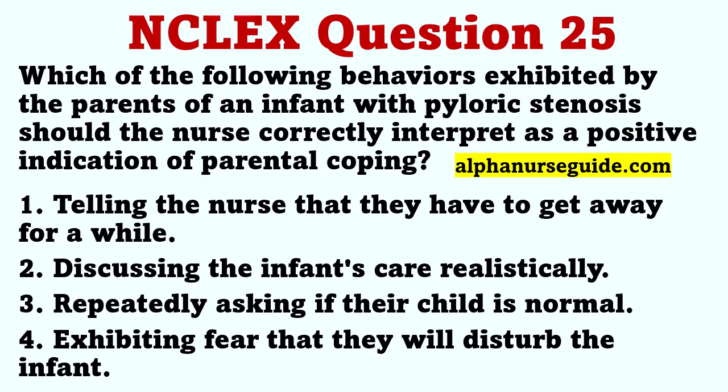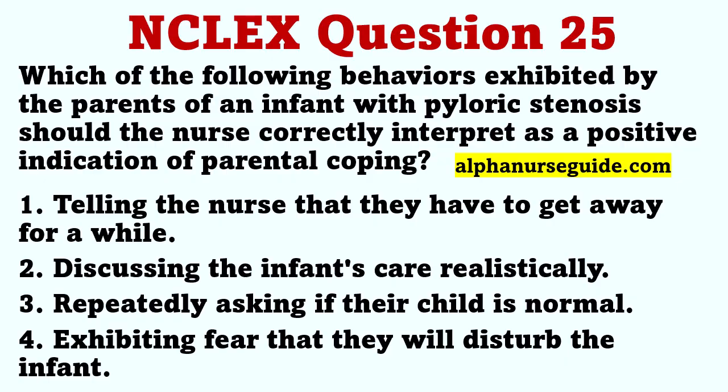1. Telling the nurse that they have to get away for a while. 2. Discussing the infant's care realistically. 3. Repeatedly asking if their child is normal. 4. Exhibiting fear that they will disturb the infant. The correct answer is 2. The parents' ability to verbalize the infant's care realistically indicates that they are working through their fears and concerns. This behavior demonstrates an understanding of the infant's condition and needs.